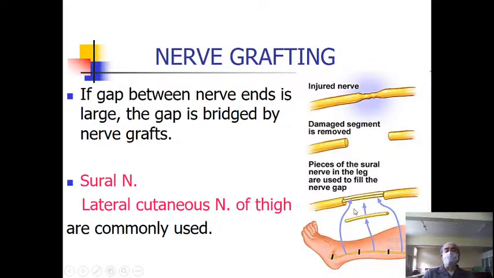To bridge this gap, what nerves can be used as a graft? Sural nerve or sometimes lateral cutaneous nerves of the thigh. So this is mostly a sensory nerve, and that's why its motor functions are minimal. So even if you sacrifice that nerve, there will not be much loss for the patient. So the sural nerve and lateral cutaneous nerve of the thigh can be isolated and used as a bridge between these two cut, damaged, severed nerves, and this is the graft which is put there and nerve function will be restored over a period of time.